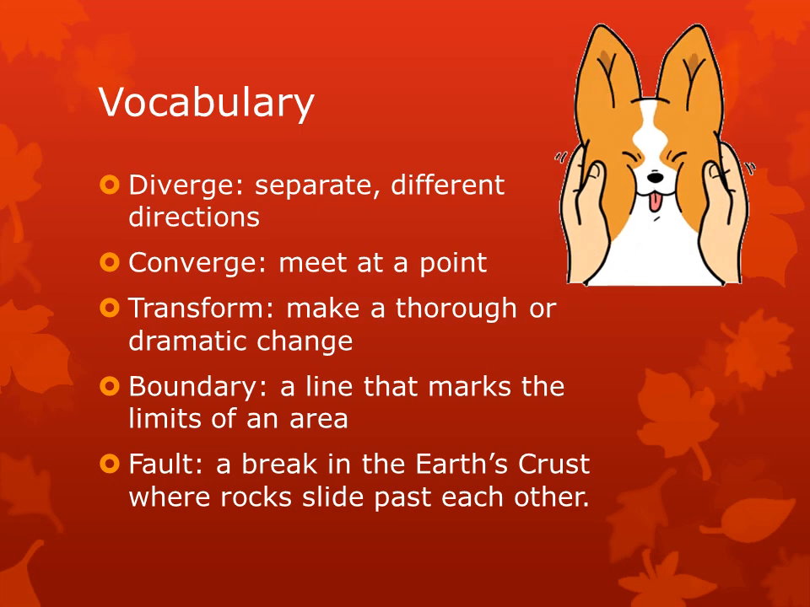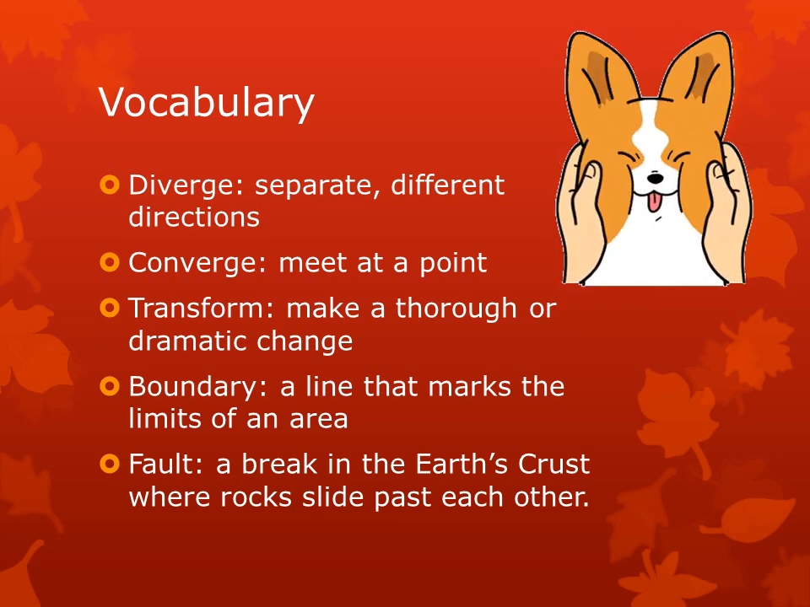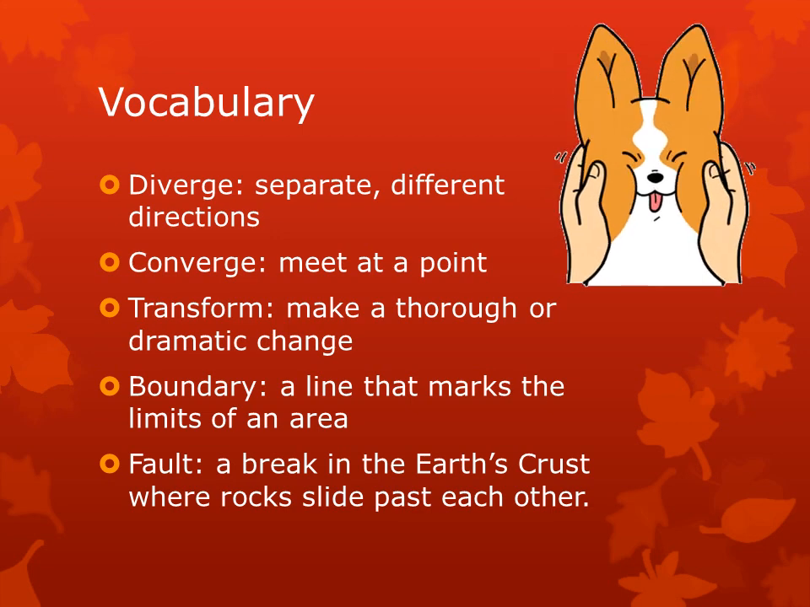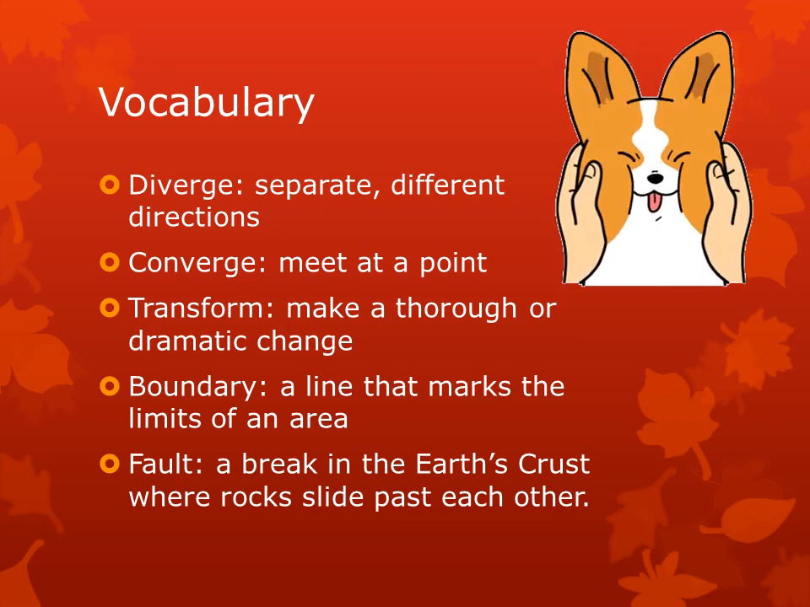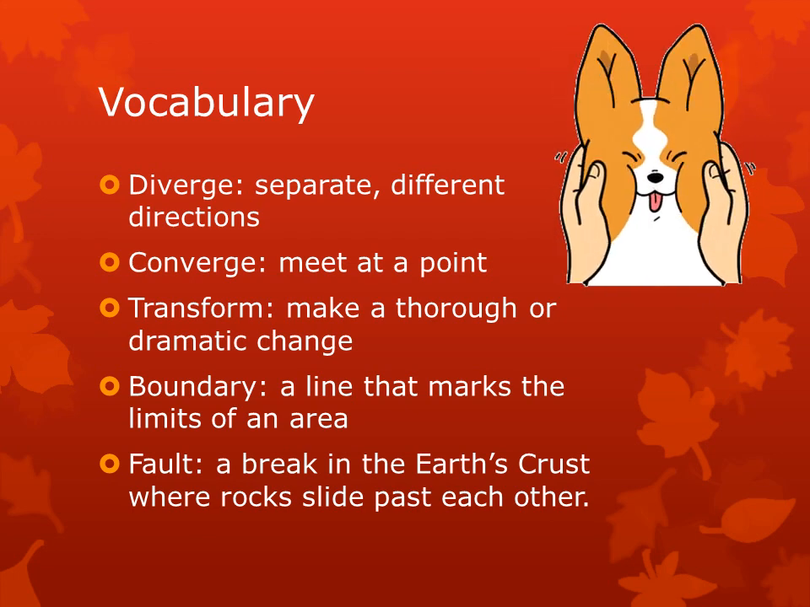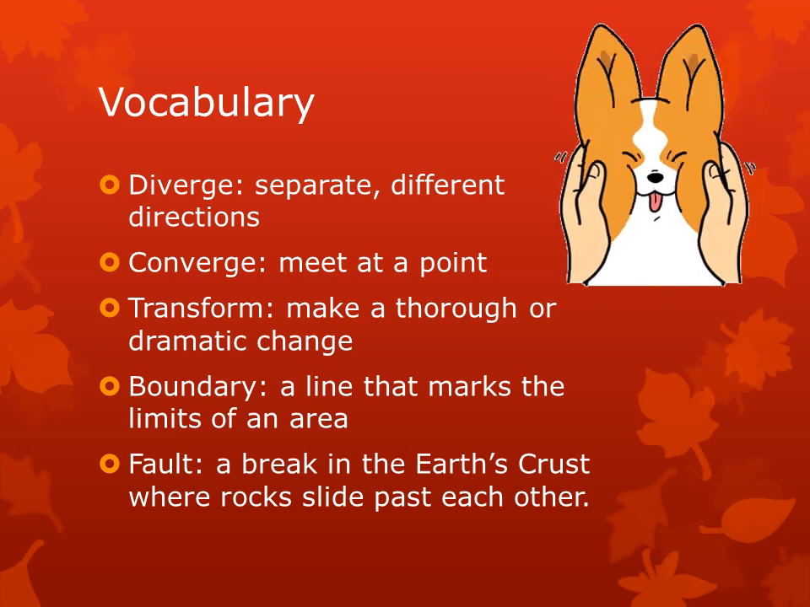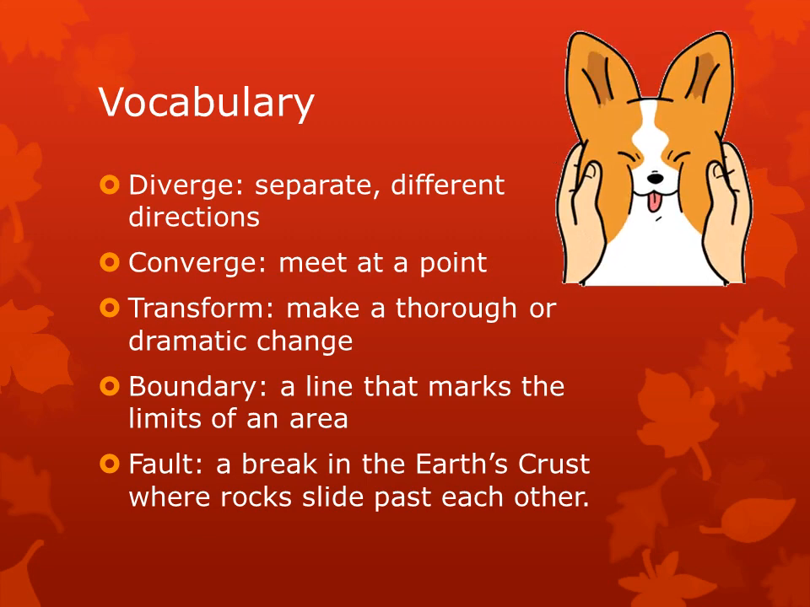A boundary is a line that marks the limits of an area. We talked about that last time. And a fault is a break in the Earth's crust where rocks slide past each other. The picture from the last slide of the black lines under the ocean floor and through some of the continents, those are the faults, which we're going to look at today.